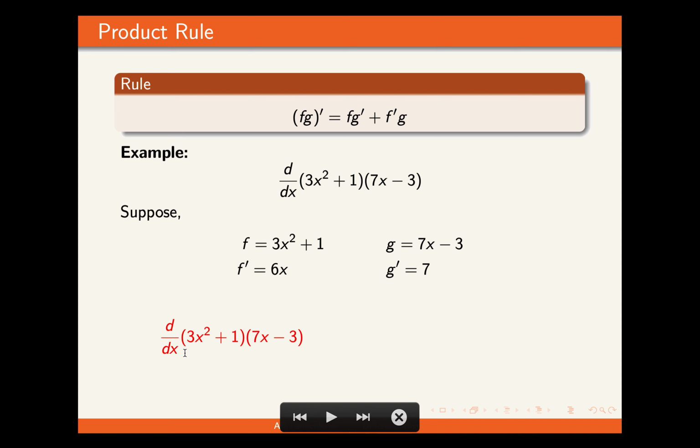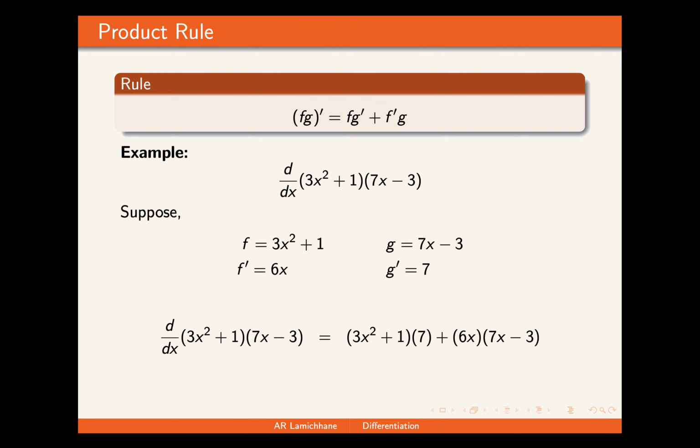So to find the derivative of 3x squared plus 1 times 7x minus 3, if we assume f is 3x squared plus 1 and g is 7x minus 3, then let's plug this information into the formula. We write down first f times g prime, right? So f is 3x squared plus 1, that's what we have assumed, so write that down. And then g prime is 7, so let's write that down. And then plus f prime, which is 6x, write that down, and times g, so let's plug that in. So we have f times g prime plus f prime times g. We are done. This is the derivative.